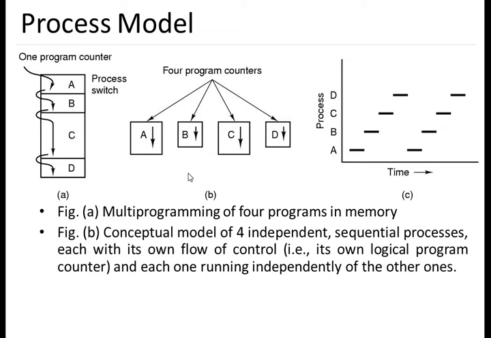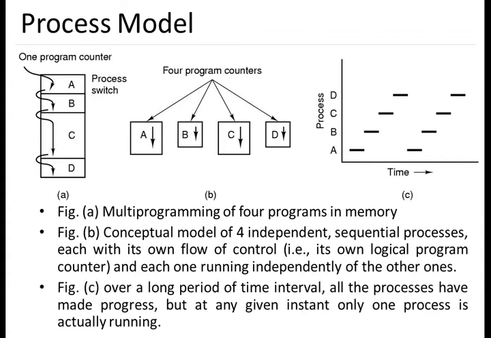Now after that, figure C represents a graph of these processes over a long period of time. All the processes have made progress. That means I have downloaded 75% of the video. After that, my system is updated to 50%. My program is being run by the CPU. I got some compilation error and I have made some other changes. My music listening is also ongoing. So all these processes have made progress, but at any given instant only one process is actually running.